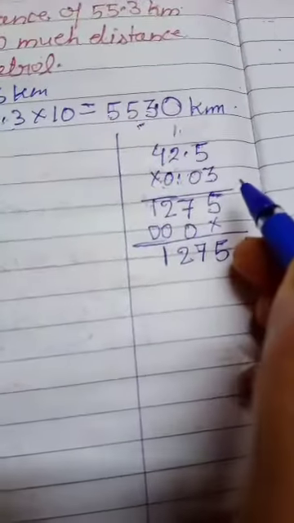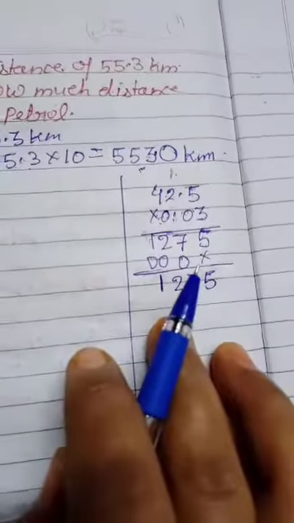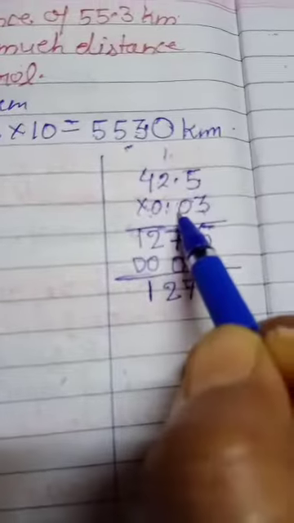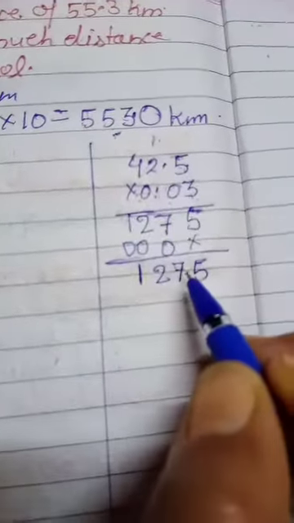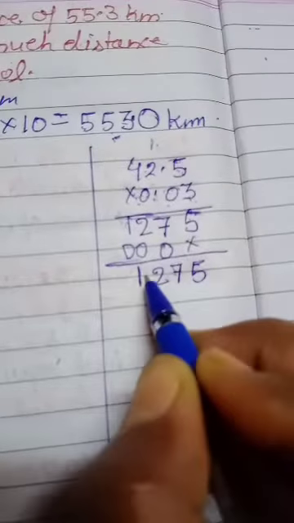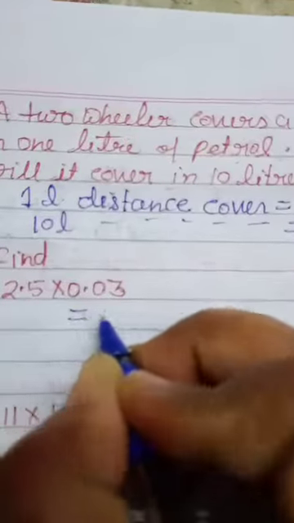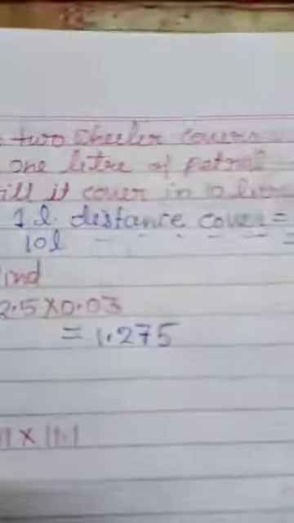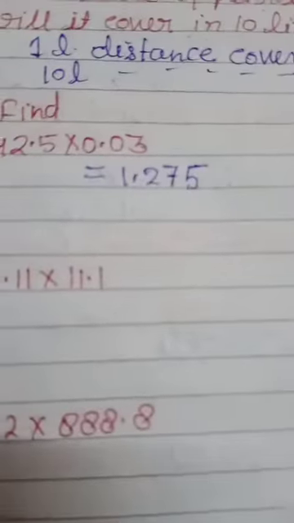After how many digits do you have to put the decimal? In multiplication we add the digits of both numbers. See, 1, 2, 3. You will count for this one also, no? 1, 2, 3. Count here, 1, 2, 3. What will be your answer? 1.275. So you will write here 1.275. Okay, see again the next question. What is that?